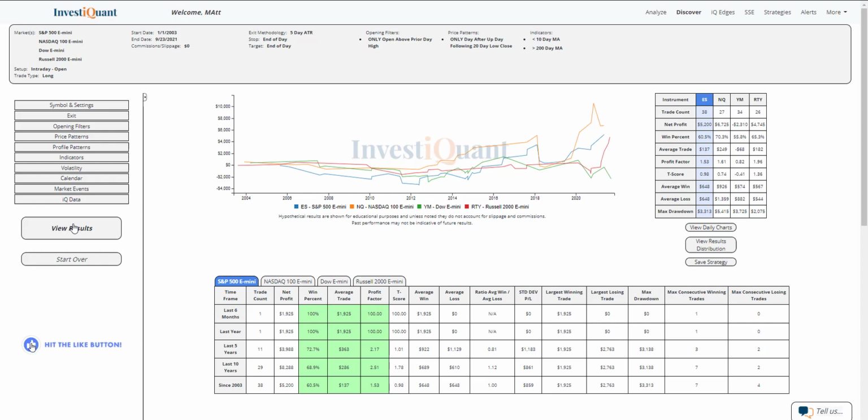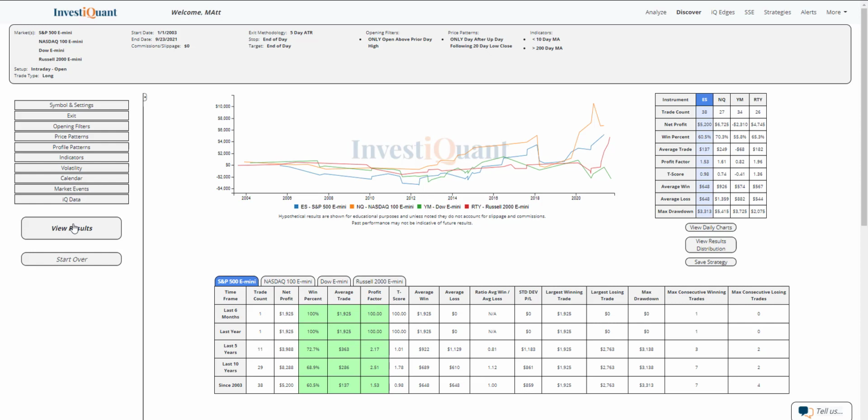Historically, we've got 38 samples in the S&P, 27 in the NASDAQ, 34 in the Dow, and 26 in the Russell. The win rates on these are all favored. S&P coming in at 61%, NASDAQ 70%, Dow's the weakest at 56%, and Russell at 65%. So all four of them have closed above the open more often than not historically.